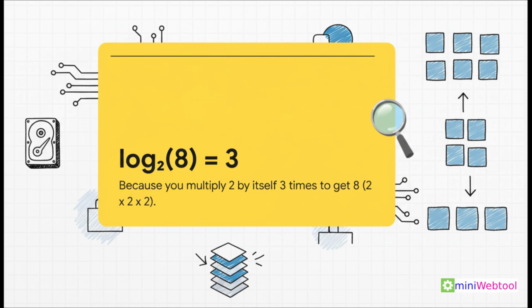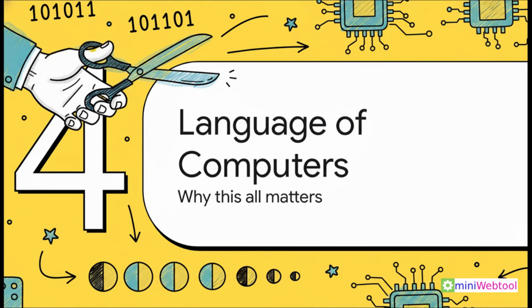Whether you ask, how many 2's do I multiply to get to 8, or how many times do I cut 8 in half to get to 1, the answer is the same, 3. It's a really simple and powerful idea. So at this point you might be thinking, okay, I get it, but why the number 2? Why are we so obsessed with 2? And the answer is, well, it's fundamental to every single piece of technology you own.